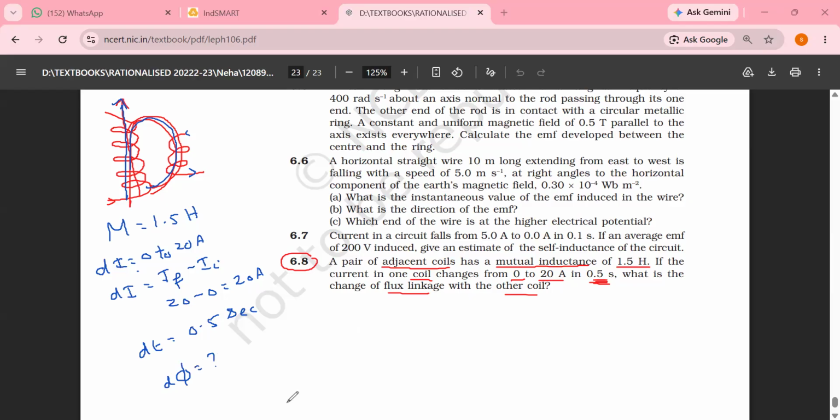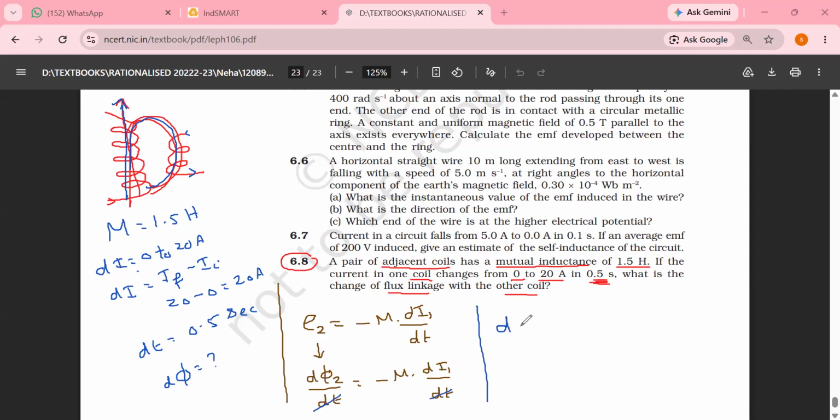What formula do we know? E2 is equal to minus M dI1 by dt. As per Lenz's law, E2 is equal to d phi 2 by dt, equal to minus M into dI1 by dt. So I can cancel dt and dt. So what I get, d phi 2 is equal to minus M dI1.